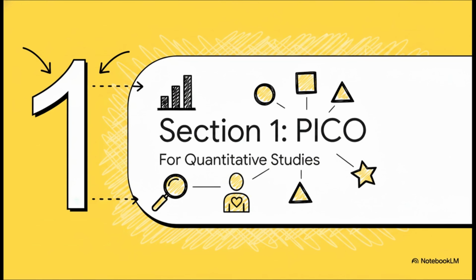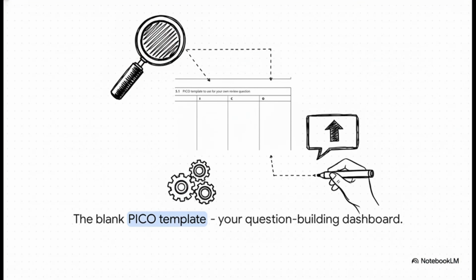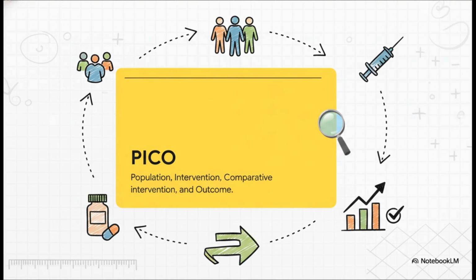Section 1. PICO for quantitative studies. Think of a blank PICO template as your ultimate question-building dashboard. Honestly, before you write a single paragraph of your literature review, you need to sit down and break your fuzzy topic into these distinct, highly searchable columns. PICO stands for population, intervention, comparative intervention, and outcome. It acts as a strict, almost mathematical formula for therapeutic and quantitative questions.